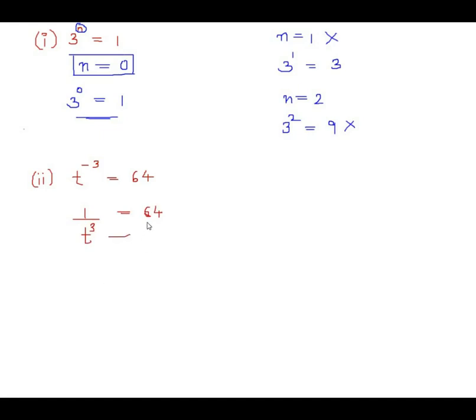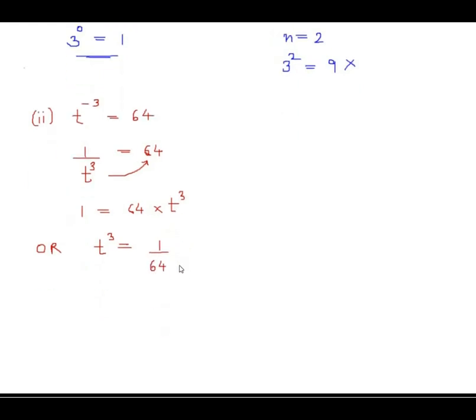Now you can just multiply the t cubed over here using cross multiplication. So you get 1 equals 64 times t cubed. Or you can simply write t cubed is equal to 1 over 64, making t cubed the subject.